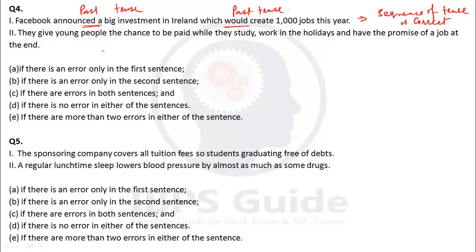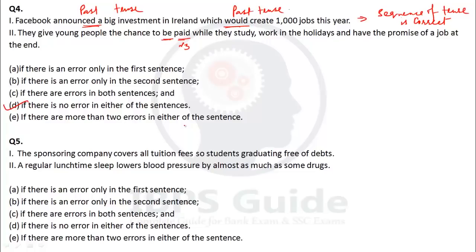Second sentence: they give young people to chance to be paid while they study, work in the holidays and have promise of a job at the end. They give young people to chance to be paid. Again, be इसके साथ verb की third form होना चाहिए था, हो गया. And while they study, work in holidays and have promise of a job at the end, no correction is needed here either. कोई भी correction की जरूरत नहीं होगा. So the first sentence and second sentence दोनों ही right. So our answer will be D. There is no error in either of the sentences. I hope it is clear to you.